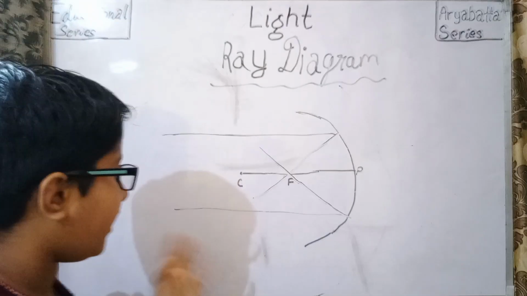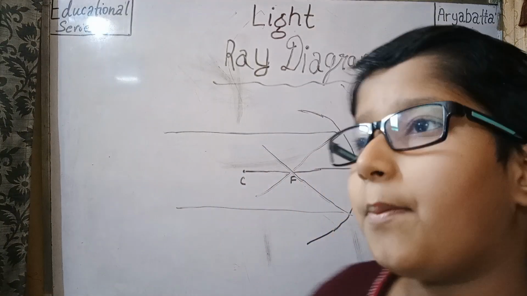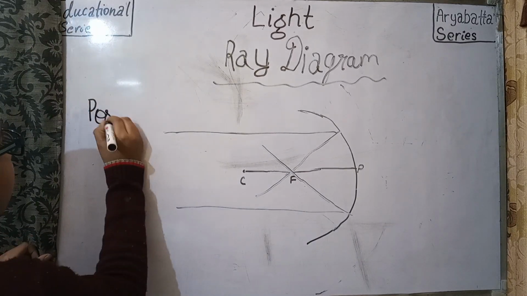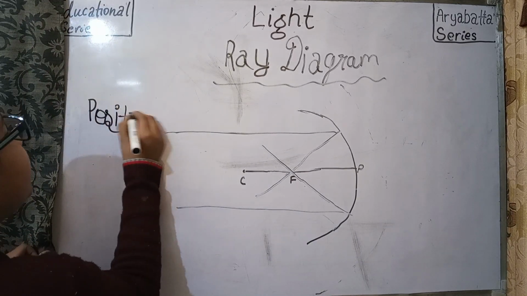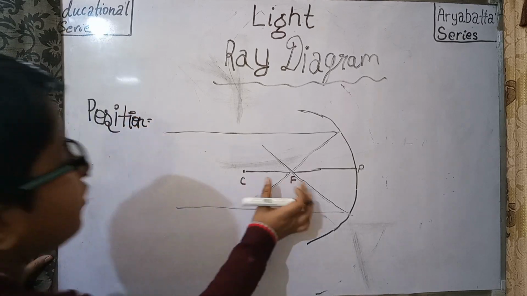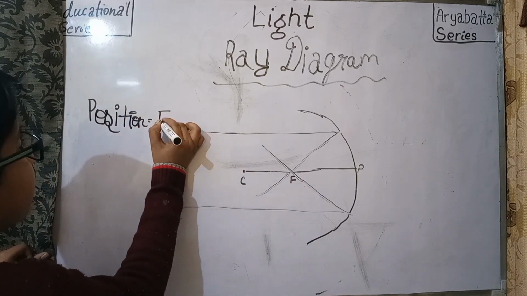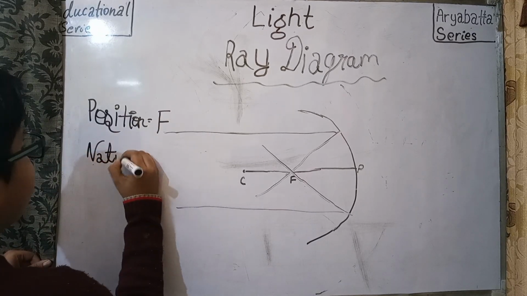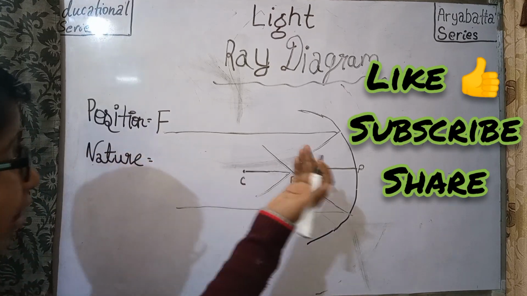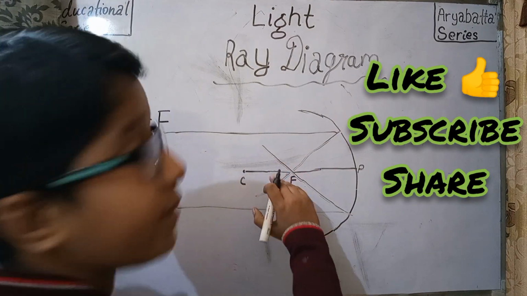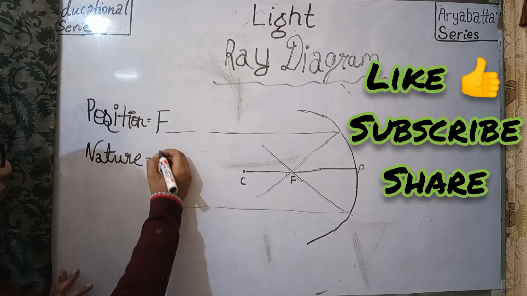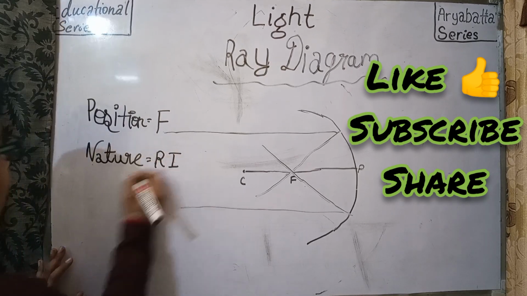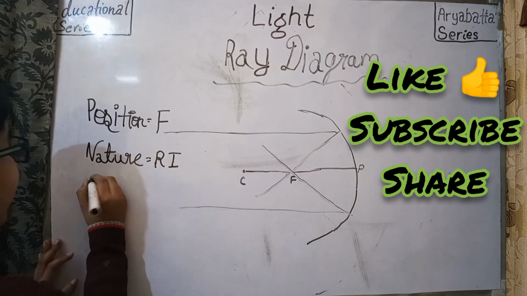Now this is the ray diagram. CBSE asks about the position of the image, where the image is formed. The image is formed at the focus. The next thing it asks is the nature of the image. Any image in front of the mirror is real and inverted.